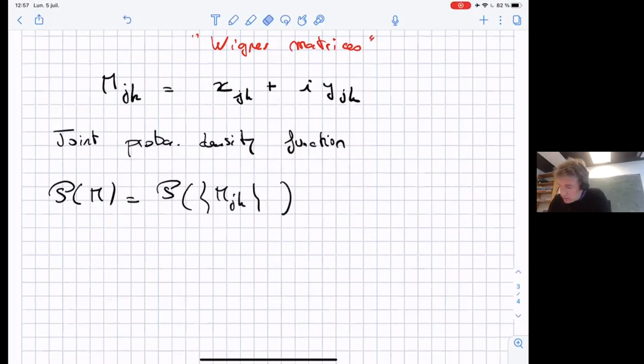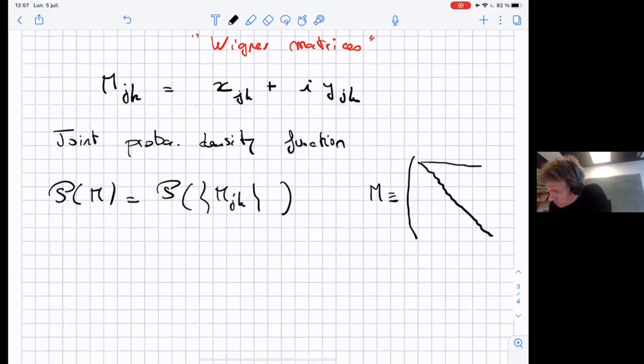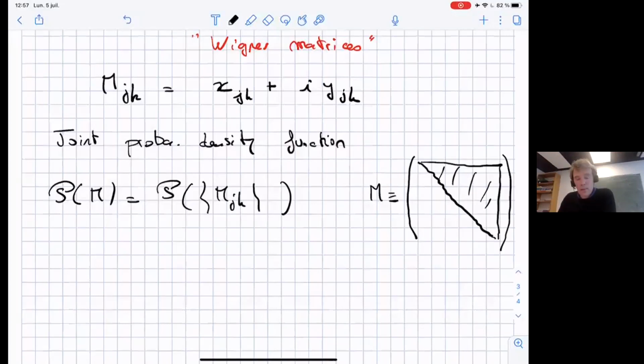So of course I need to remember something, which is that my matrix M has to be real symmetric or complex Hermitian. So that means that essentially you will take randomly all the elements that are in this upper triangle, including the diagonal, and then the rest, the lower triangle here, is just fixed by symmetry.